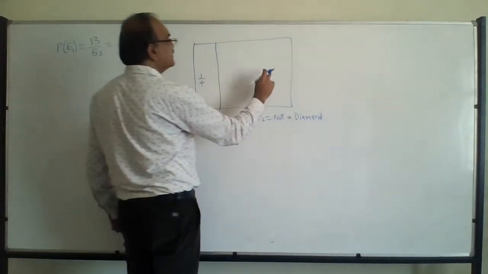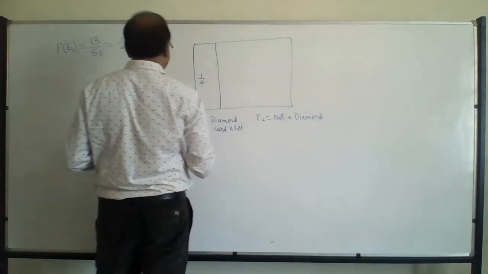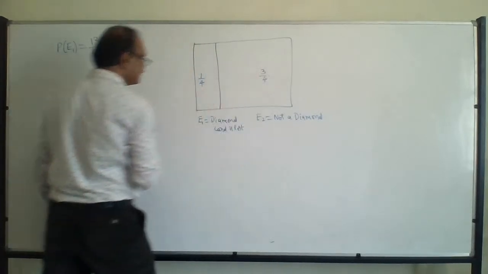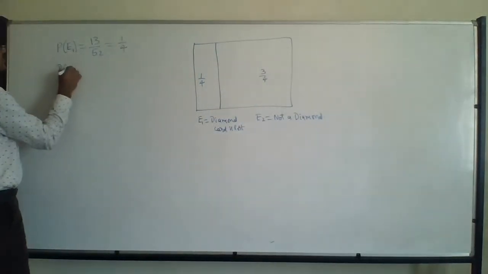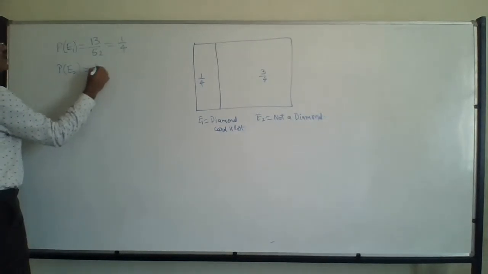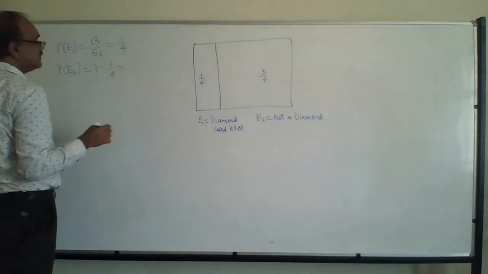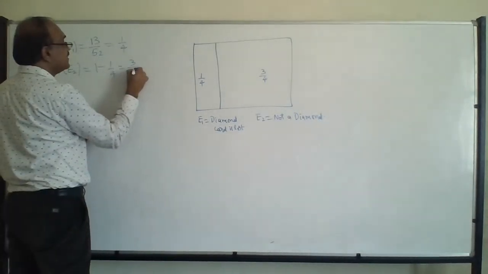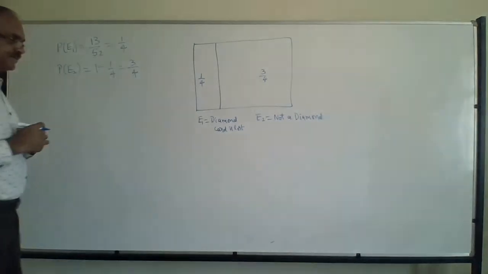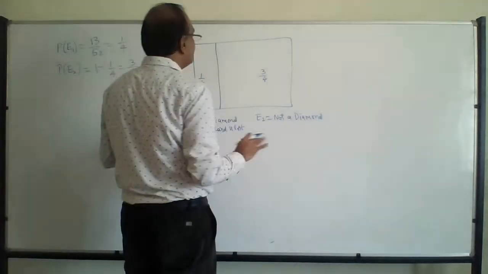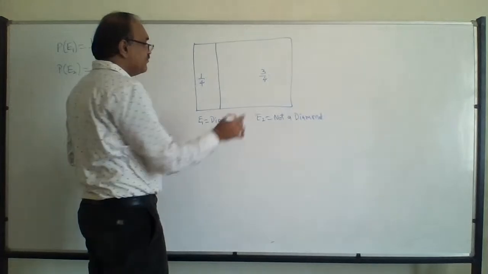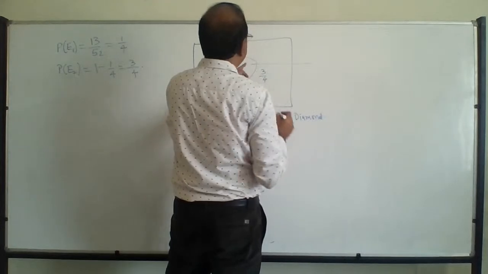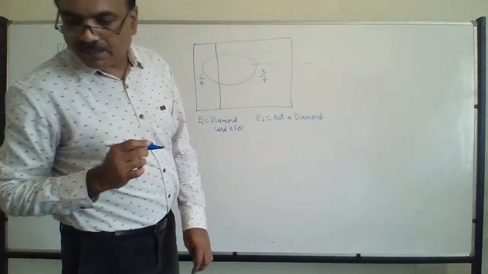What is the probability that not a diamond is lost? That is 1 minus 1 by 4, that is 3 by 4. So we call it the probability of E2. Probability of E2 is 1 minus 1 by 4, or the remaining cards, 39 by 52. You get 3 by 4. So is it clear? Now you have got a total of 51 cards. From those 51 cards, you are picking 2 cards.